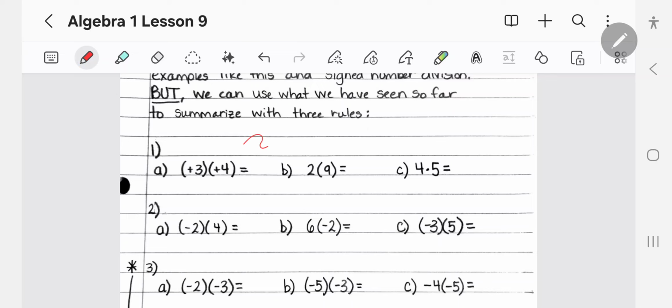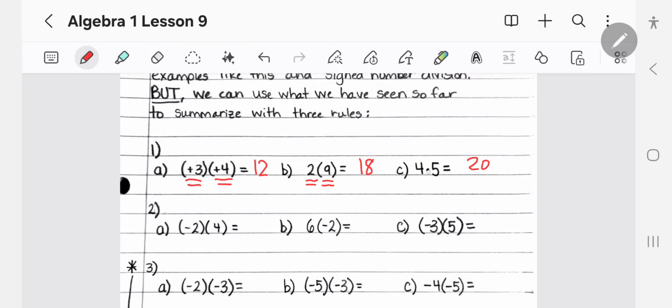So for A, positive 3 times positive 4 is positive 12. We can model that on the number line as 3 groups of 4 jumps. 3 jumps of 4 to the right would put you at positive 12. 2 times 9 is 18. We know that we could do 2 jumps of 9 to the right, and we'd end up at positive 18.